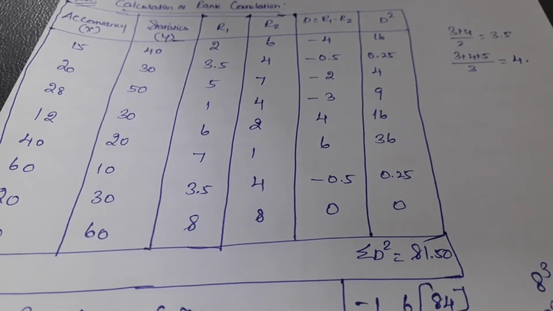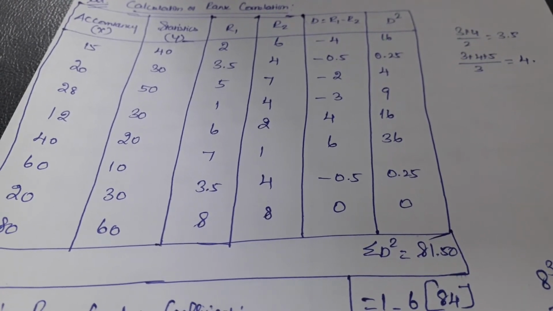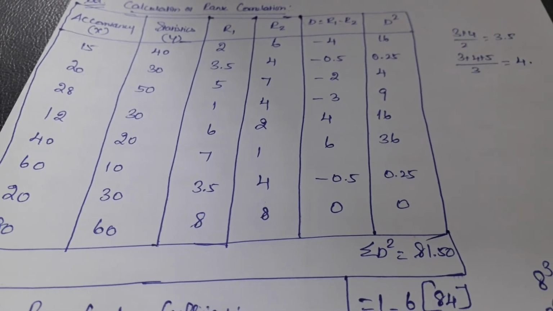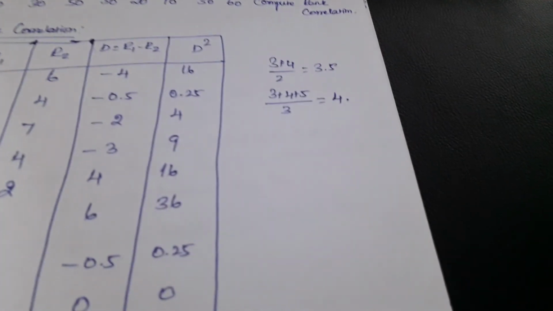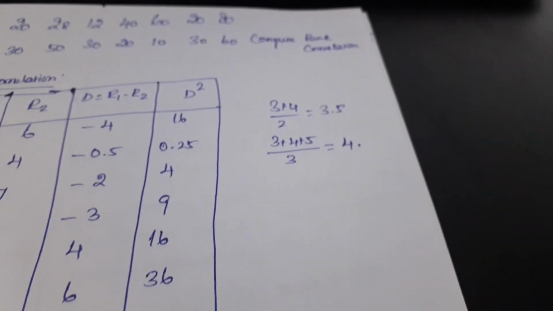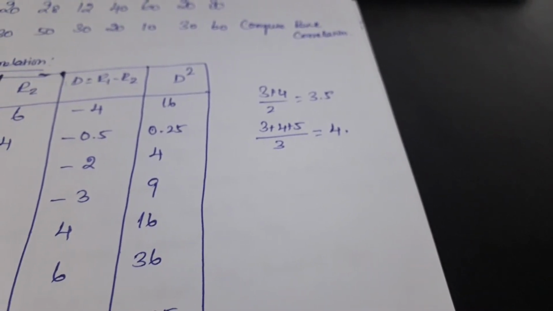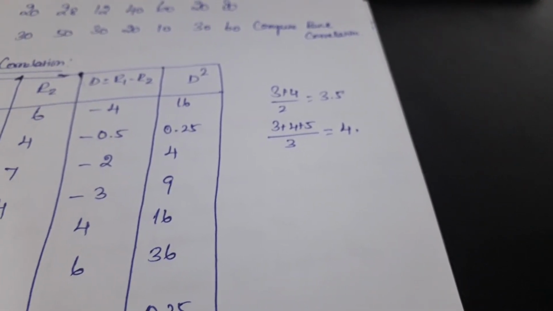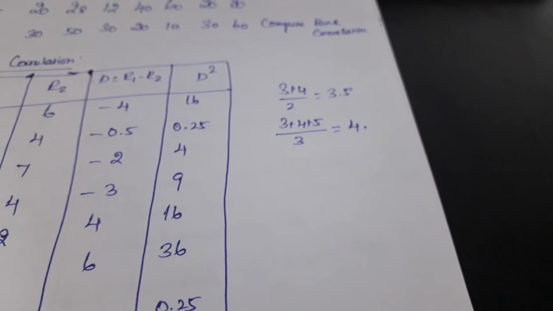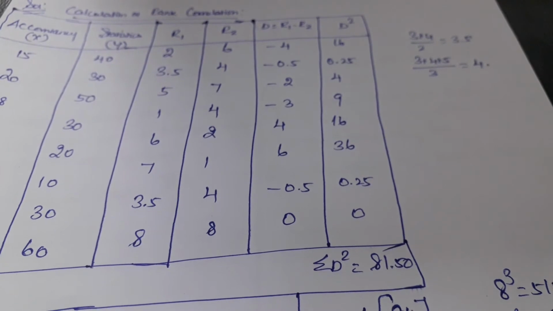But the third rank we need to give to 3 people, because here 3 people got the 30 mark. So we need to add 3 plus 4 plus 5 and divide, so we get the average of these three values. So for the third, fourth and fifth rank we give 4. So 3, 4, 5 are finished.